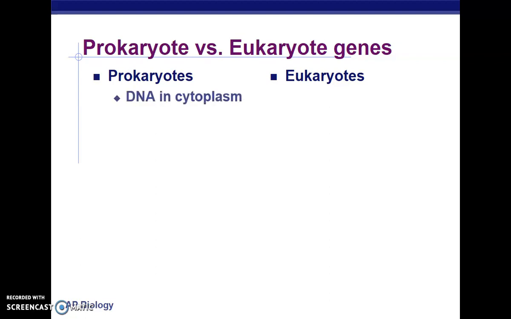So first thing is that obviously prokaryotes have DNA in the cytoplasm because they don't have a nucleus, and eukaryotes have their DNA in the nucleus. That's something that we knew since 10th grade.